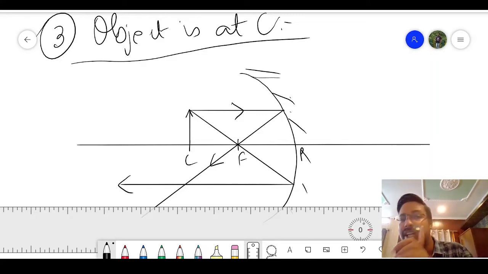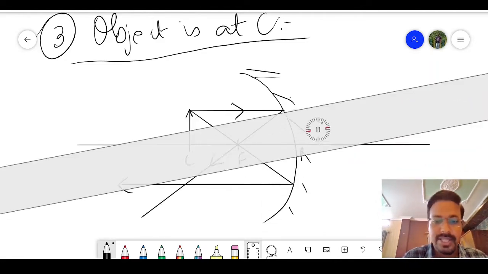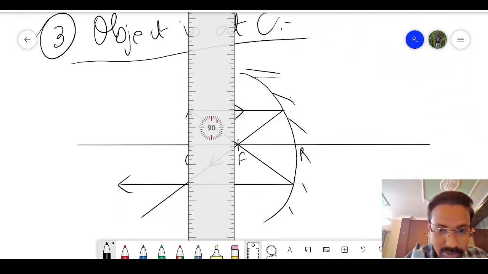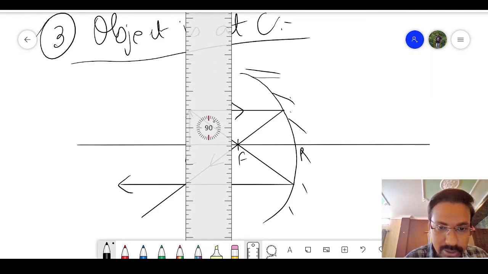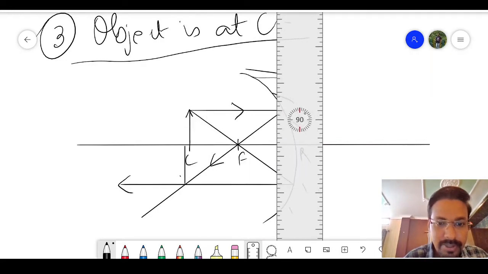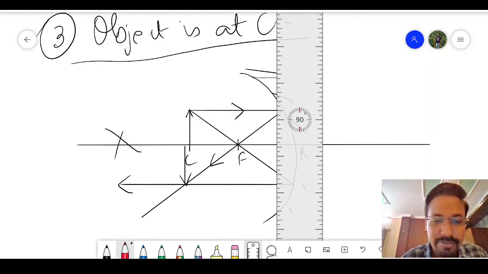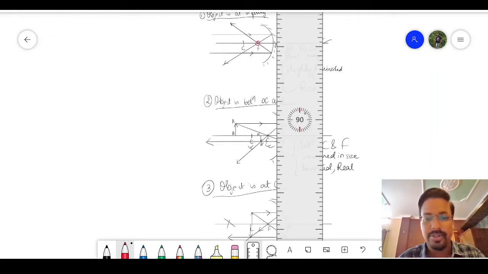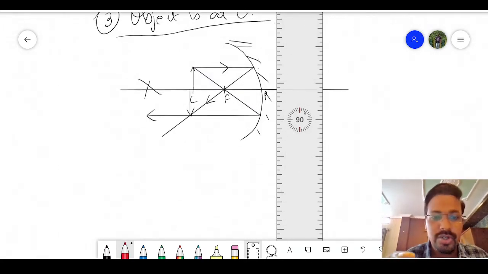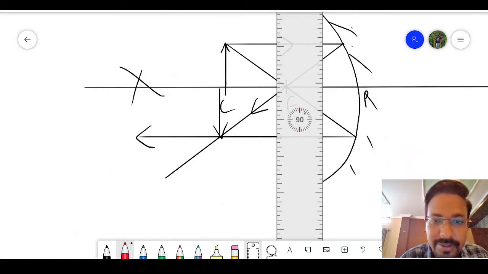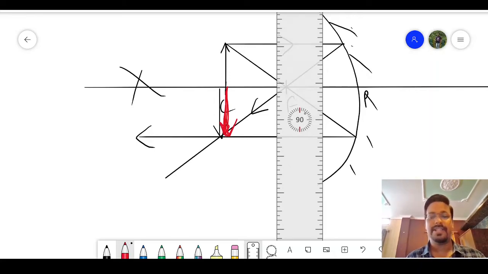Okay, now see what has happened. As I have not done this diagram with proper measurement, where is the image formed? See, the image will be formed here, right? But this is wrong. Why is this wrong? Because when the object is at C, the image is also formed at C. So where should the image have been formed? I'm sorry, the image should have been formed here. So because of lack of measurement, the image has been formed in the wrong place.